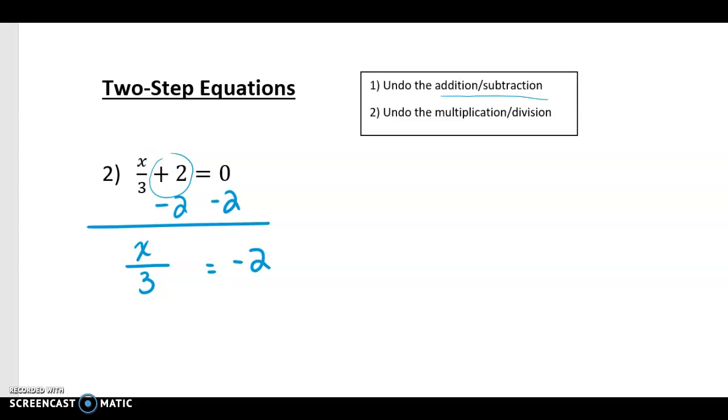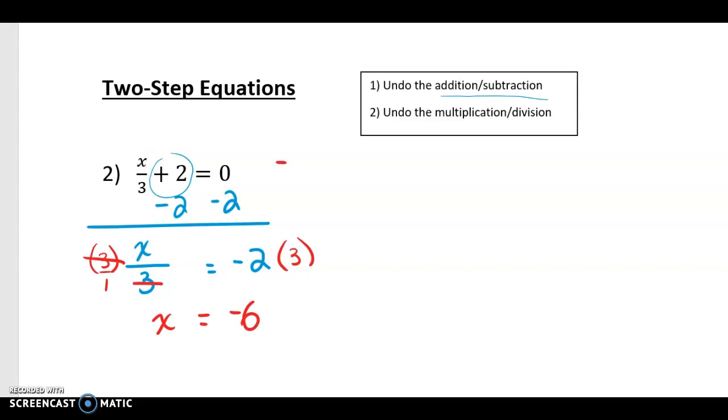Now we have just a basic one-stepper to solve, and to solve this I ask myself, what divided by 3 will give me negative 2? I can solve that by doing the inverse operation, which is multiplication, and this 3 is really like a 3 over 1, so you can see how this cancels. Both of these become a 1. We're left with the x by itself, and then we have negative 2 times 3, which is a negative 6.